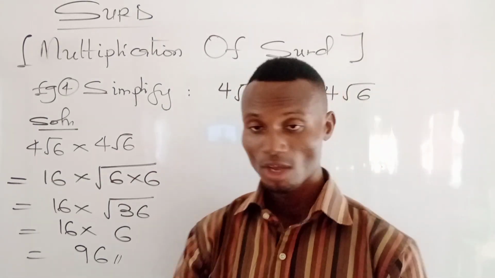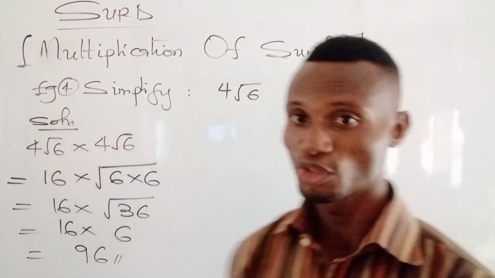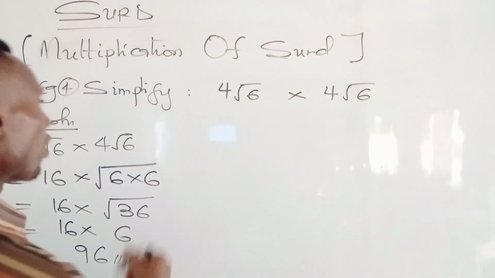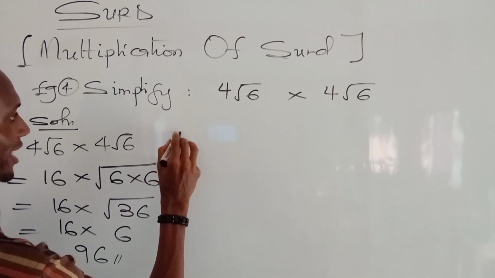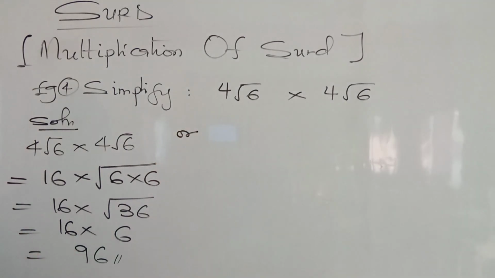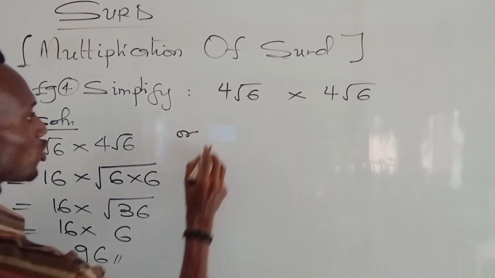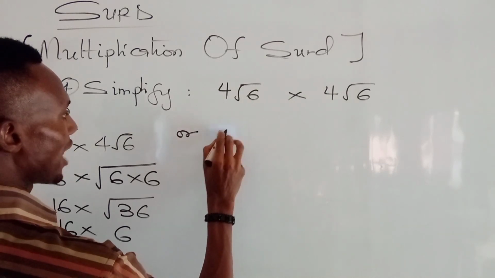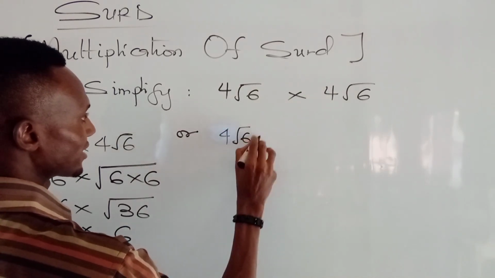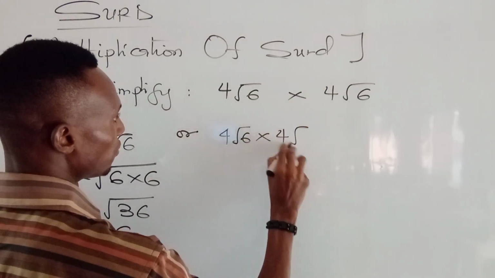There's another way you can solve this, so let me show you that approach as well. I'm going to write "Method 2" here, then we are going to look at the other method. So I'm going to repeat the question. I have 4 root 6 times 4 root 6.